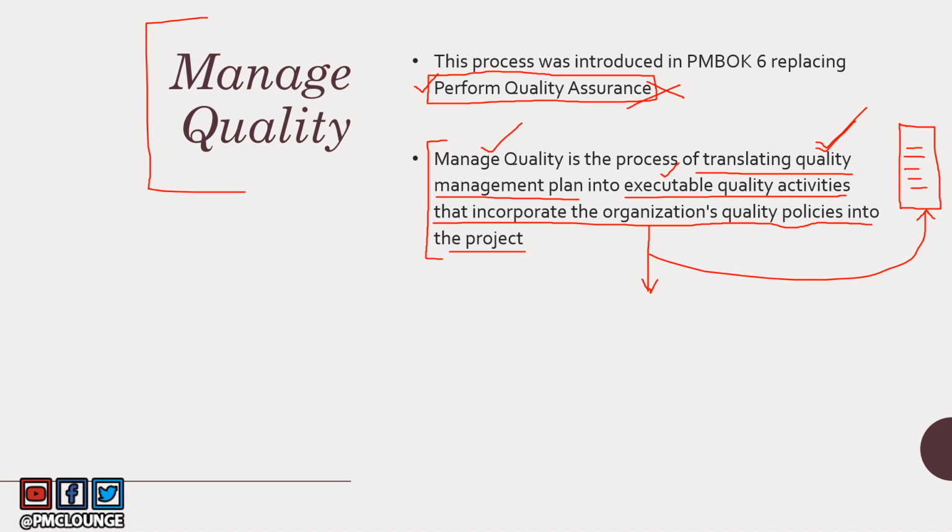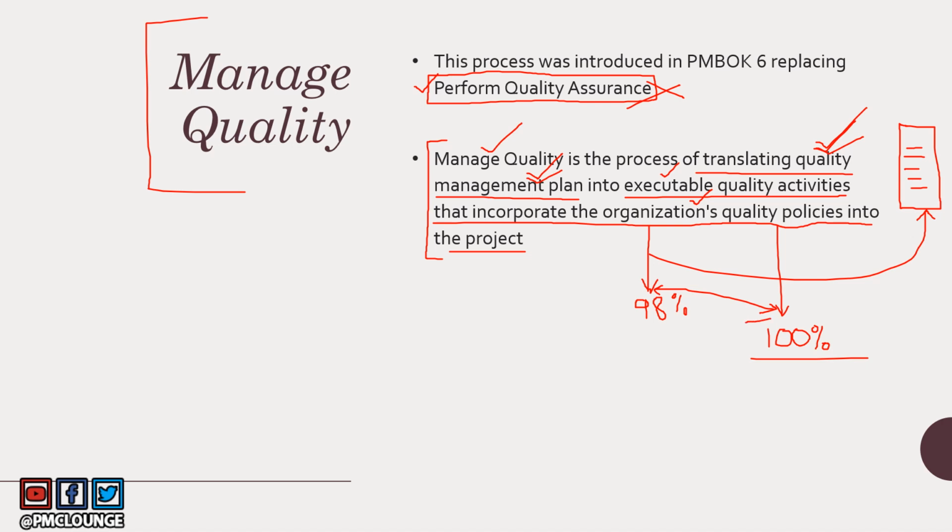So let's say the quality management plan of your project says that the code should be 98% error free. There should not be, 98% of the code should not have any error. This is, let's say, a quality standard defined in your quality management plan. But the organization's quality policy says that the code should be 100% error free, 100% bug free, 100% of the code should not have any bugs. So you have to make sure that these two are in sync, and that is exactly what the manage quality process does. It incorporates these two.